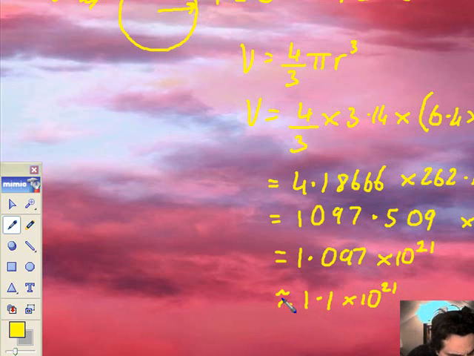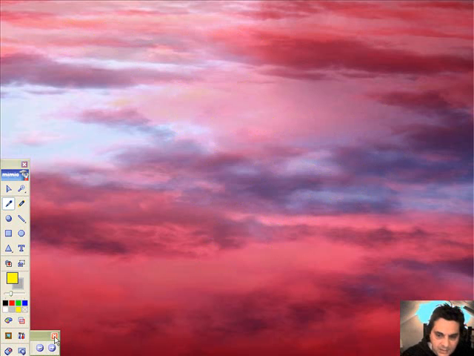Just recheck the question: write it in standard form in cubic meters. So that's as far as I want to go. I don't want to round it off to 1 and ignore it. That'll be fine. Part B says the mass of the Earth is, let's take a look.